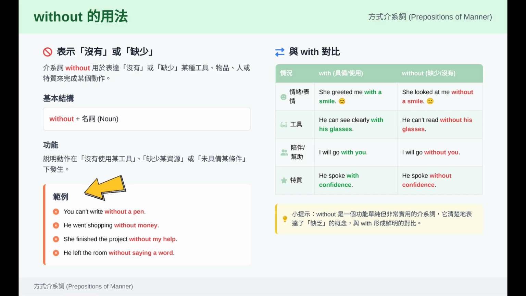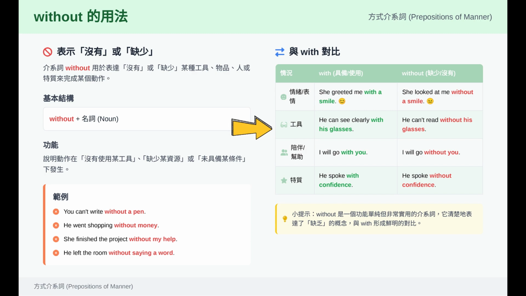He went shopping without money. She finished the project without my help. He left the room without saying a word. Contrast with. Situation, emotion or expression. With: possess or use. She greeted me with a smile. Without: lack or have nothing. She looked at me without a smile.